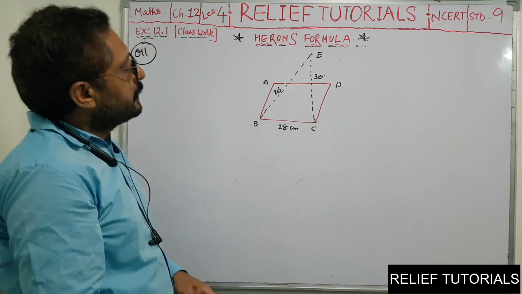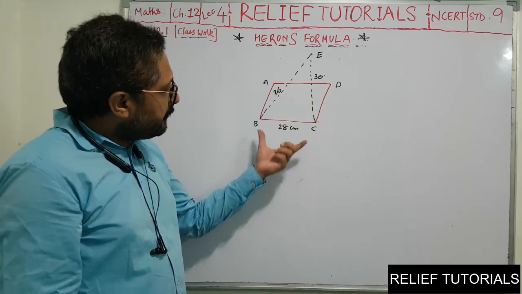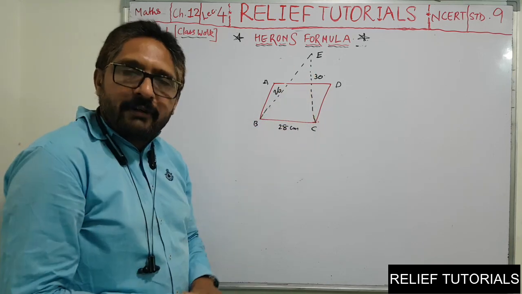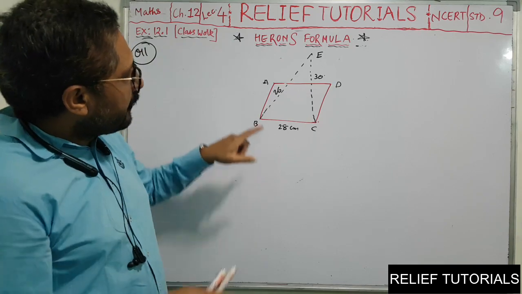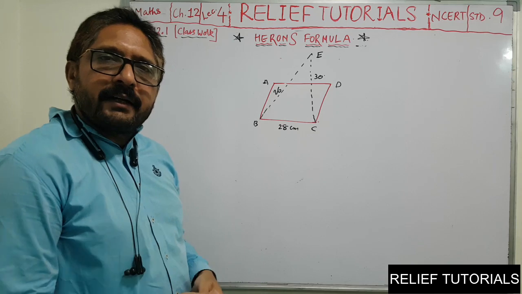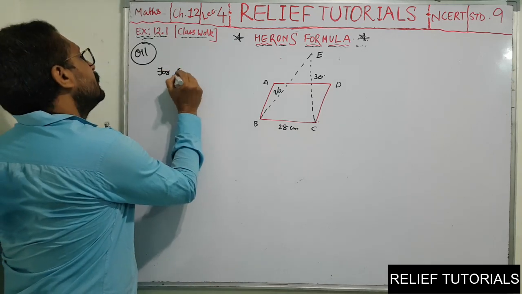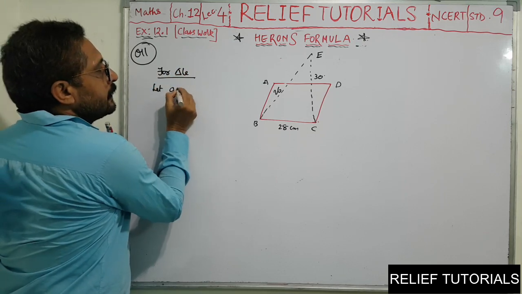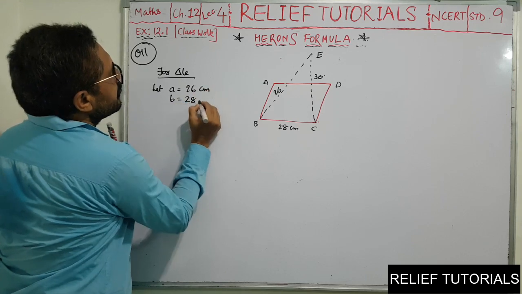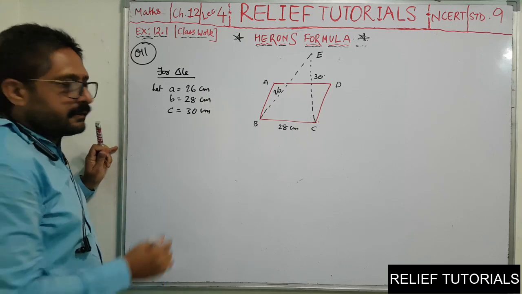Okay, so what you can do here, in order to find the area of the parallelogram, what do you require? Area of parallelogram is base into corresponding altitude. We don't have the altitude, we have the base, so we can't find the area of the parallelogram. But can we find the area of the triangle? Yes, here measures of three sides are given, so we can find the area of the triangle. So now for the triangle, let A is equal to 26, B is equal to 28 centimeter, C is equal to 30 centimeter. So now we can find the area of the triangle.